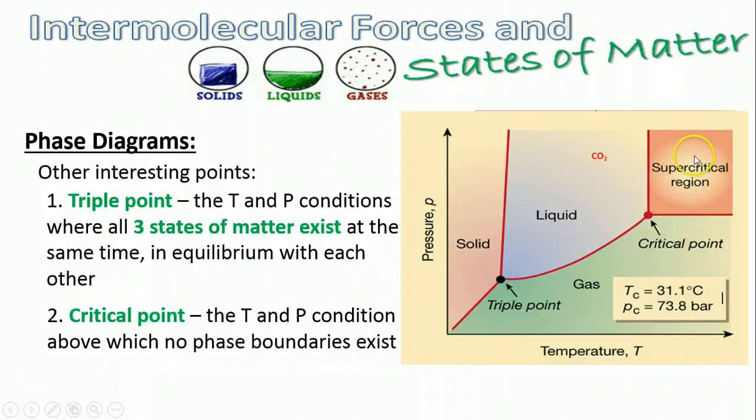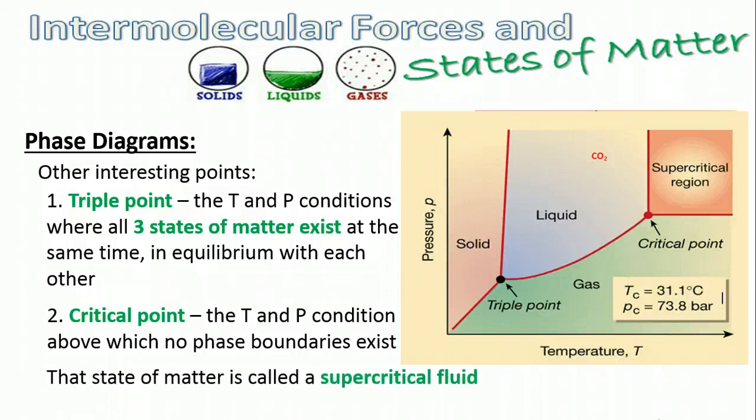This supercritical region now contains a new state of matter, which we call a supercritical fluid. A supercritical fluid is best thought of as a gas that is extremely dense, close to the density of a liquid. This actually concludes our video on phase diagrams.